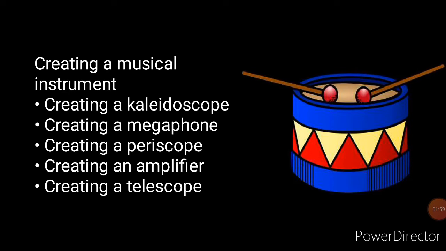And then you could create an amplifier if you want to. I don't encourage you to do that, okay? An amplifier is more stressful. What it does is that it increases the volume, and it is electronic. We are going to be doing a telescope. A telescope is an object that we use to see objects that are very far. For example, if you want to see a star, you make use of a telescope.